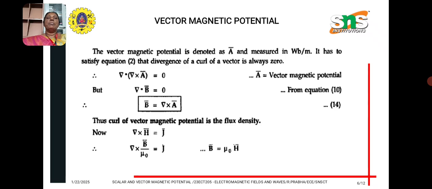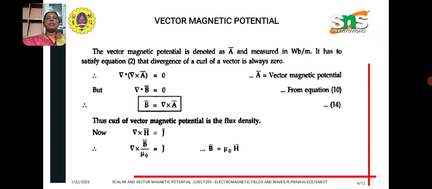And now the vector magnetic potential. The vector magnetic potential is denoted by the letter A vector and is measured in Webers per meter, and it has to satisfy the equation where the divergence of a curl of a vector is always 0. So by writing del dot of del cross A is equal to 0, we know that the curl of A vector potential is equal to B, the magnetic flux density. So del dot B is equal to 0. This B is equal to del cross A.